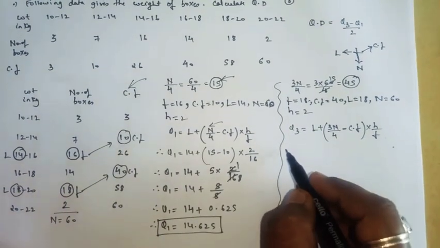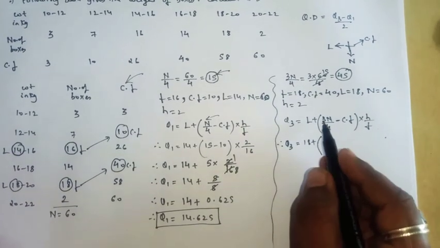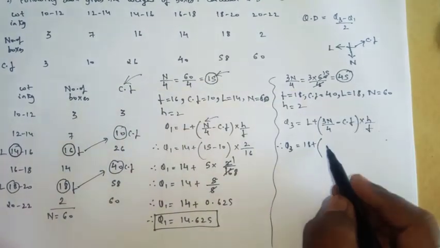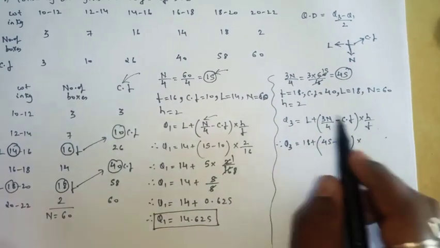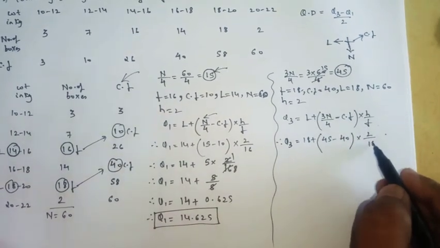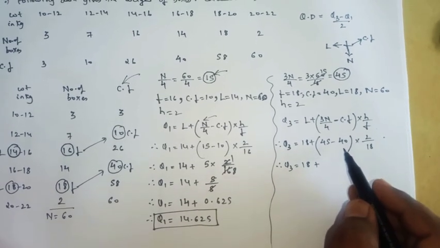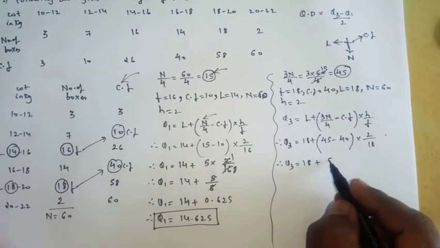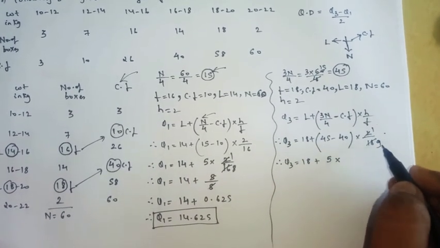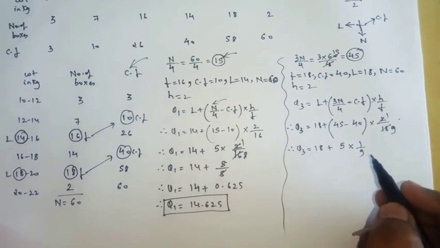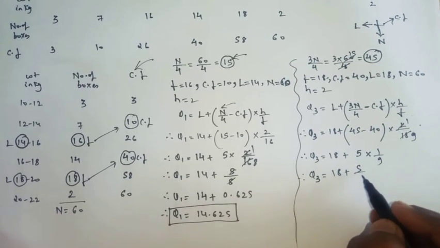Okay, so after getting all the values, simply substitute the values. L is 18, 3n upon 4 we directly got here as 45, CF is 40, H is 2, and F is 18. So therefore Q3 will be equal to 18 plus (45 minus 40). So here you will get 5 into 2 upon 18, we can cancel: 2 ones are 2, 9s are 18, so this will be 1 upon 9. In the next step Q3 will be equal to 18 plus 5 upon 9.